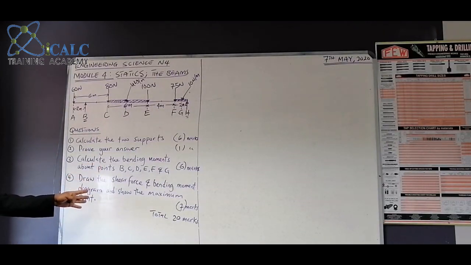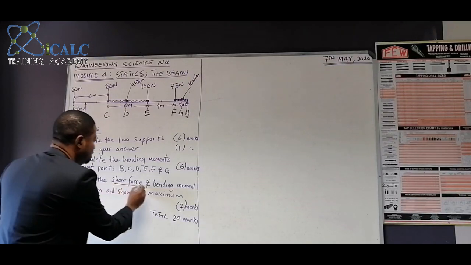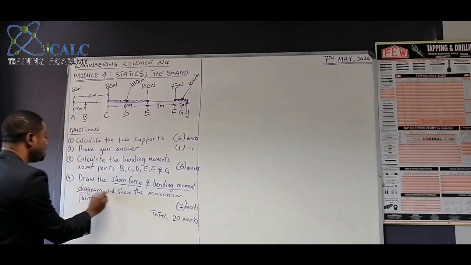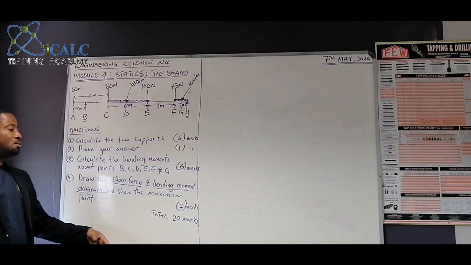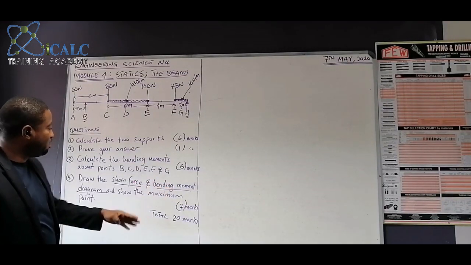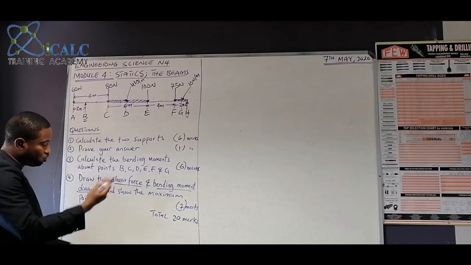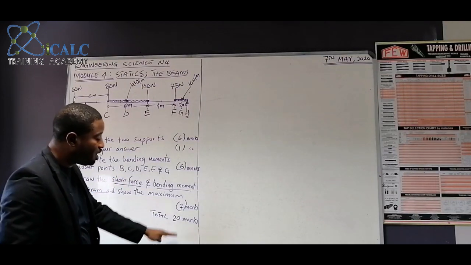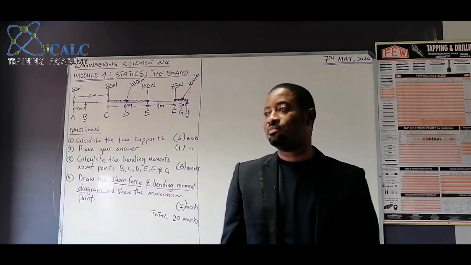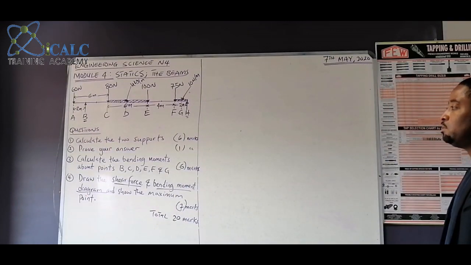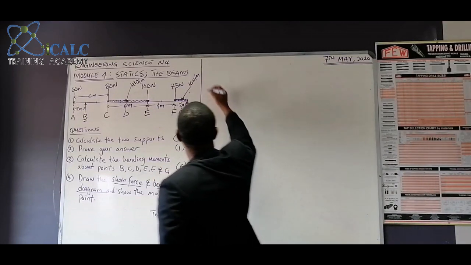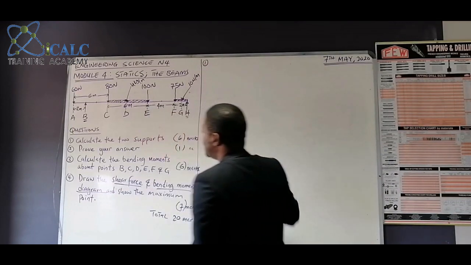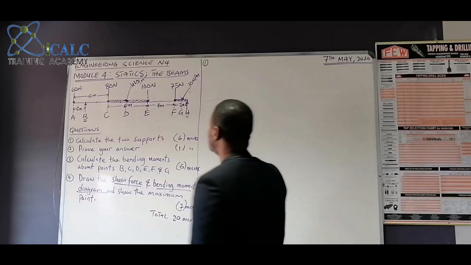And for you to draw shear force and your bending moment diagram, and also show the maximum point, whether at the bending moment or the shear force. If we make it like 2, and then that will give you 7 marks, we have 20 marks in total. So you can imagine only just from one topic you scored 20 marks. So let's quickly go on and start with number 1. Number 1, they are asking us to calculate for the two supports. We have B and we have H.